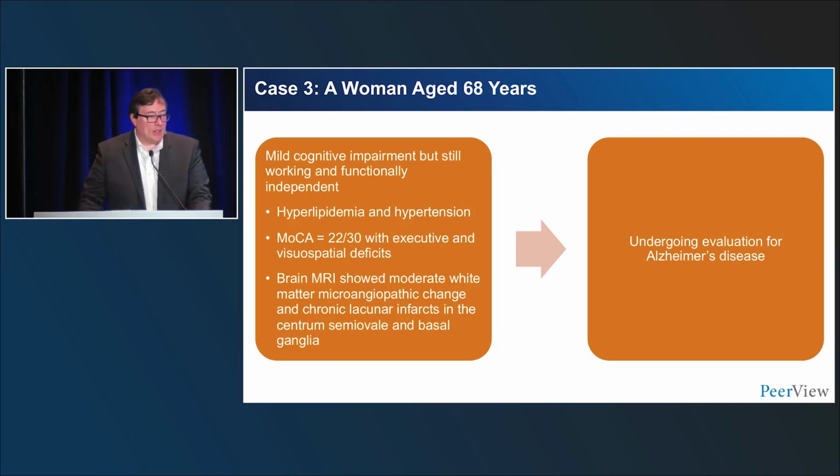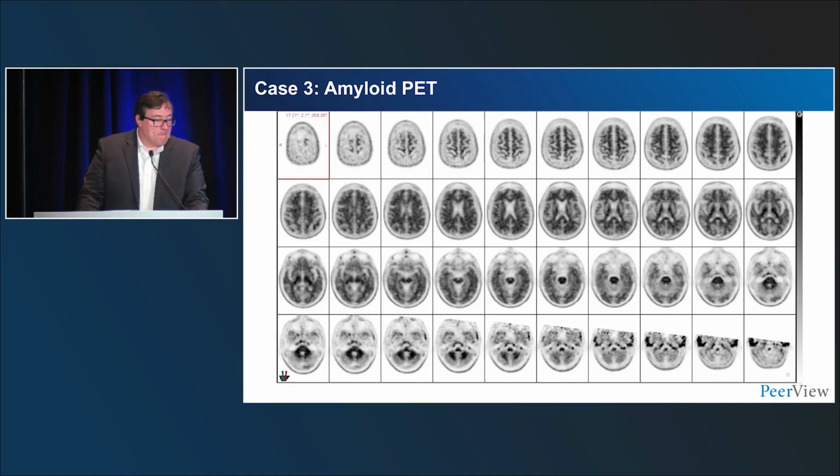So let's look at some cases. This first case is a 68-year-old woman. She does have mild cognitive impairment, but she's still working. She's still functionally independent. She does have some cardiovascular risk factors, and her Montreal Cognitive Assessment, or MoCA, was abnormal with most prominent executive and visual spatial deficits. She had a brain MR prior to PET, and she actually had a fair amount of white matter disease as well as evidence of chronic lacunar infarcts. And she's being evaluated for Alzheimer's disease as the cause of her cognitive impairment.